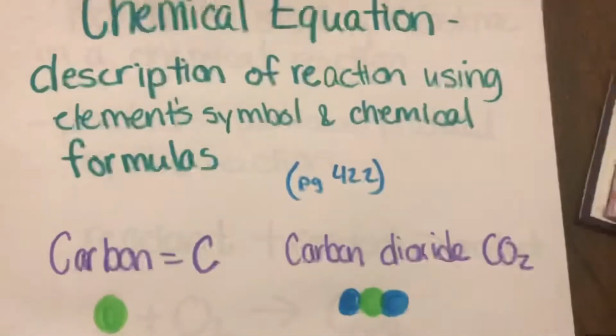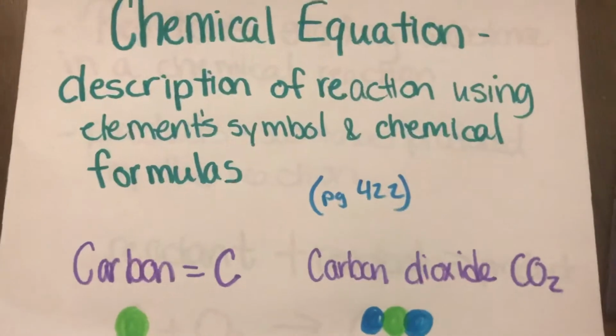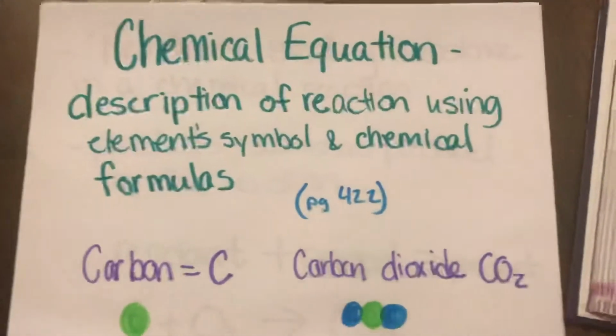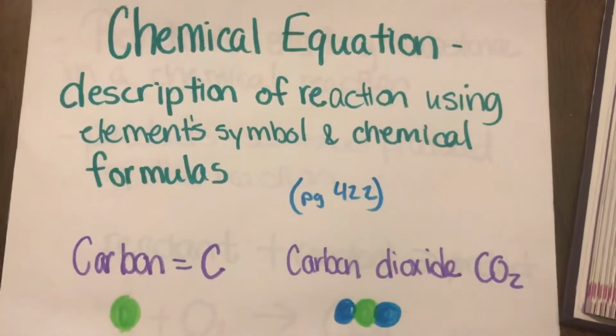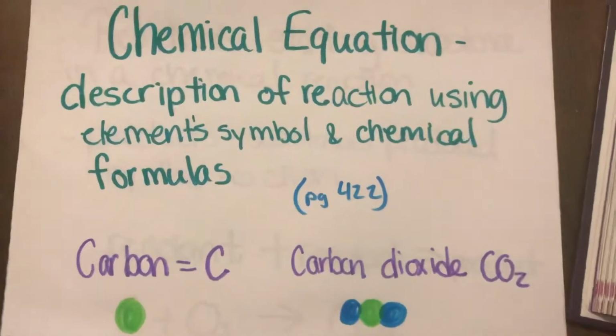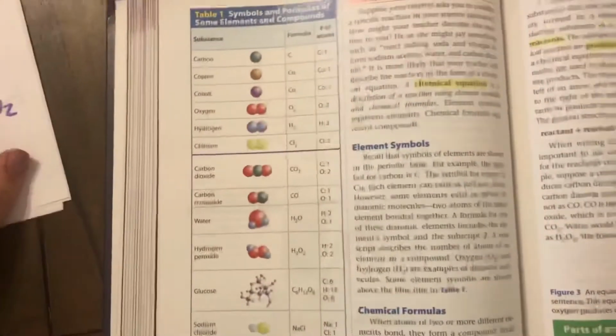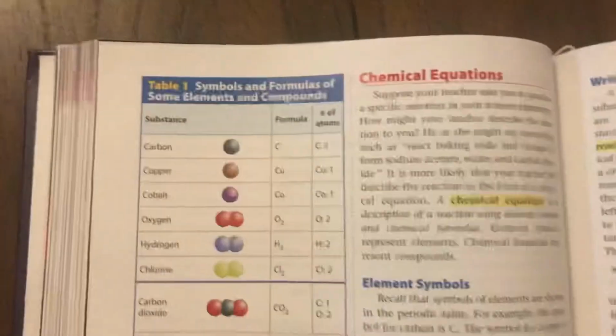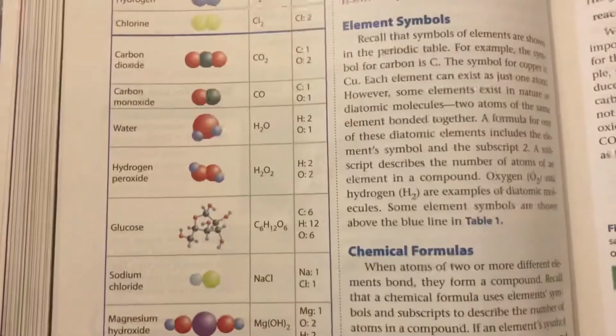So when we talk about all of this, how do we describe it? That's called a chemical equation. The description of a reaction using element symbols and chemical formulas is called a chemical equation. So really quick, I just wanted to hop over to your book. This is on page 422. And this is just a reminder about symbols and then chemical formulas.